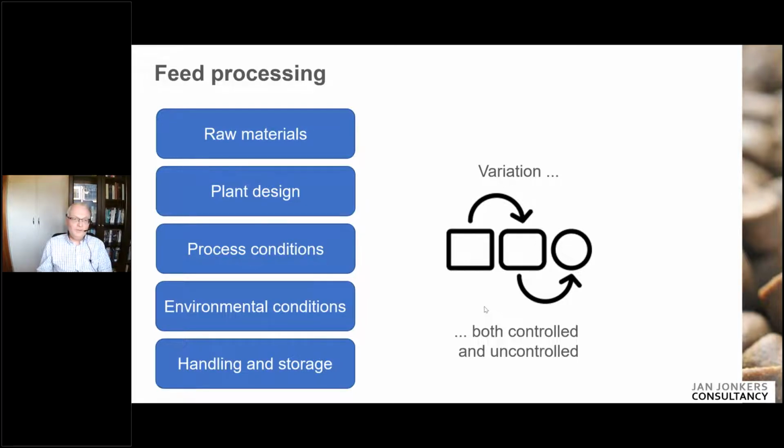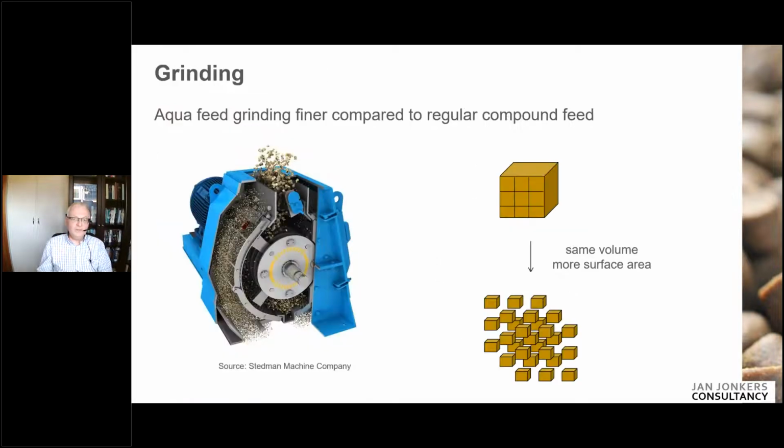So first, have a look at the things we can control. One of these things is, for example, grinding. I often say quality starts with grinding. Aqua feed often needs a finer particle size compared to, for example, compound feed. The aquatic animals have a very short digestive tract. So it's helpful for them to have a fine particle size. It is easier for the animals to digest the feed.